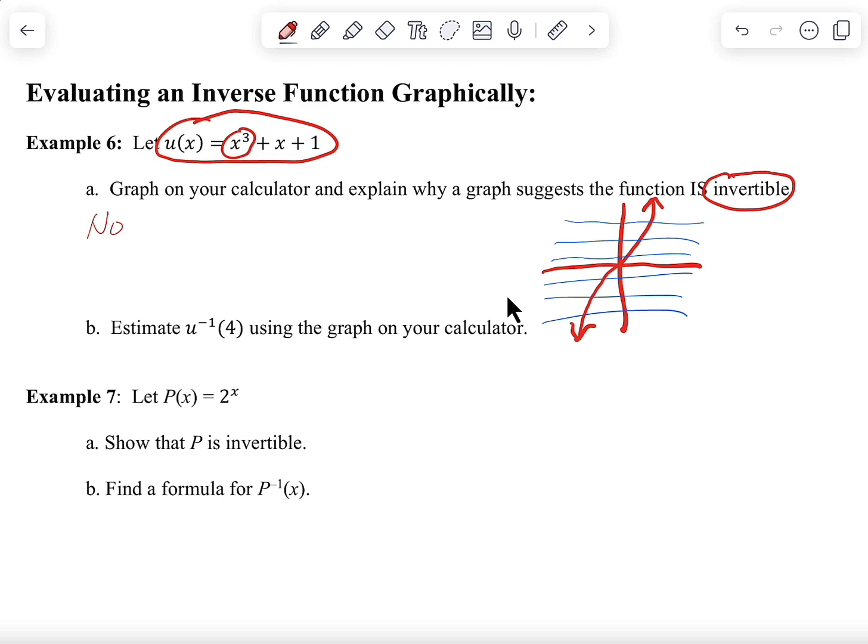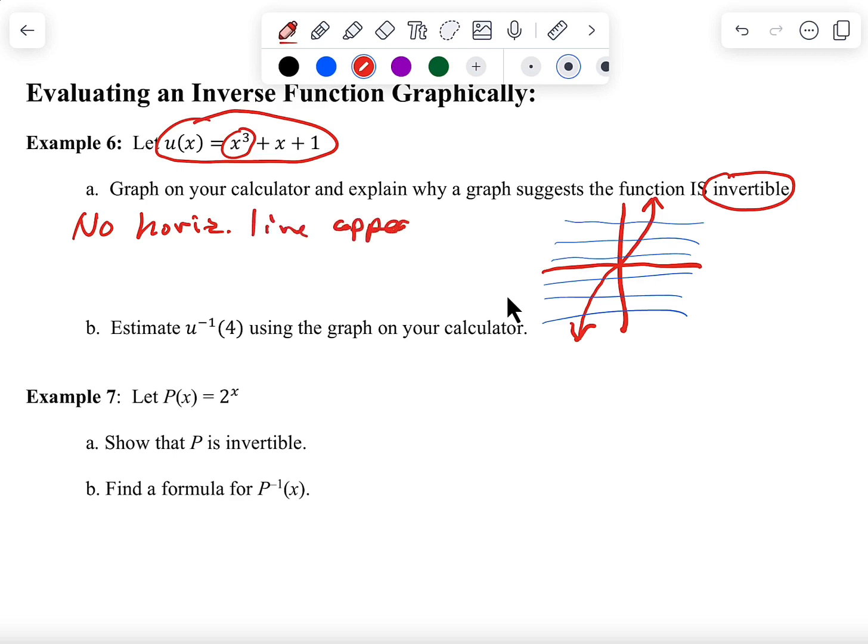No horizontal line appears to hit in more than one place. No horizontal line appears to intersect in two or more points. You can kind of say it like that. Feel free to abbreviate these explanations.